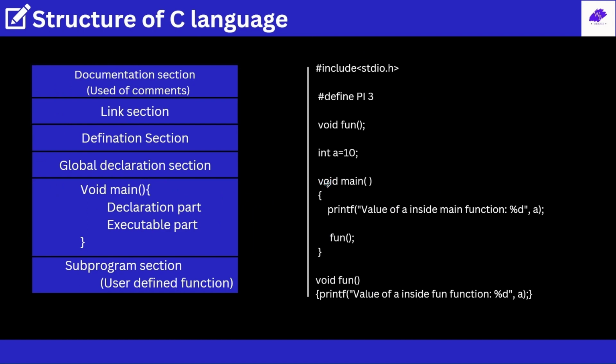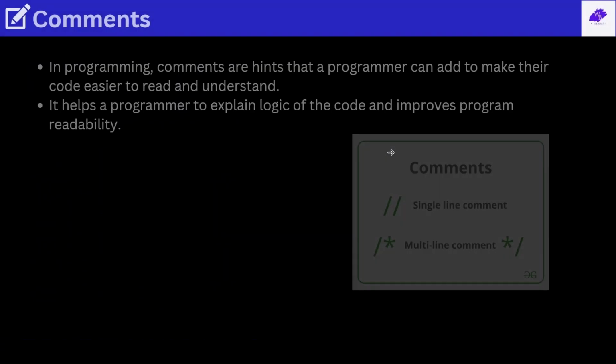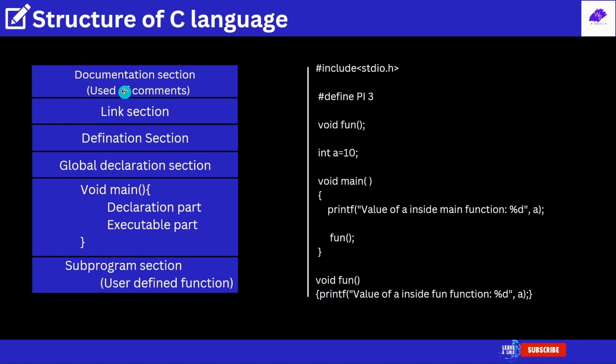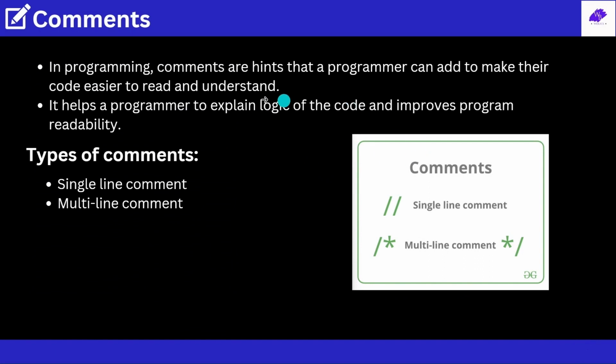So now next we discuss the comment section. Comments in C programming are hints that a programmer can add to make their code easier to read and understand. As we have discussed in the documentation section, use of the comments. Programmers use comments because they help the reader to understand the code easily. It helps a programmer to explain the logic of the code and improve program readability. So it will help us to understand the logic behind the program, and it will be very helpful for us when reading the comments.